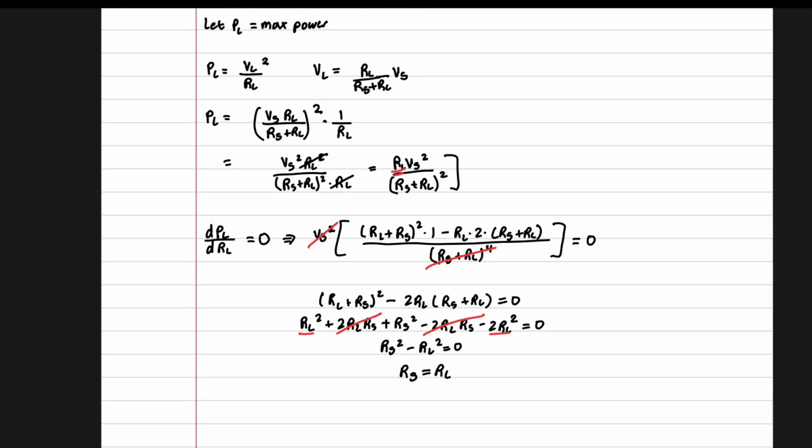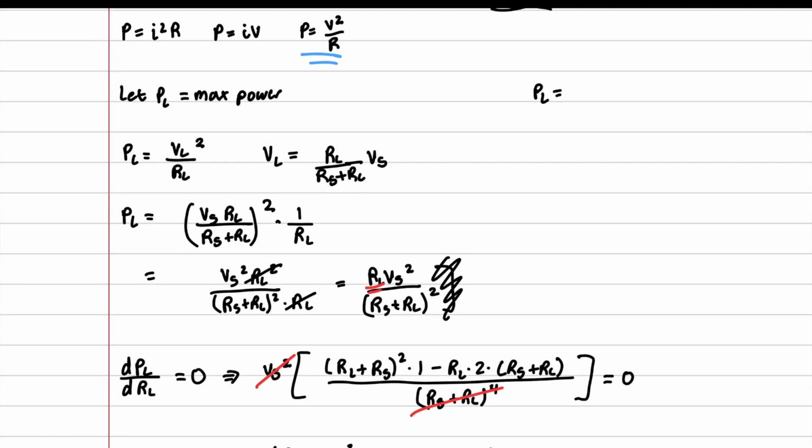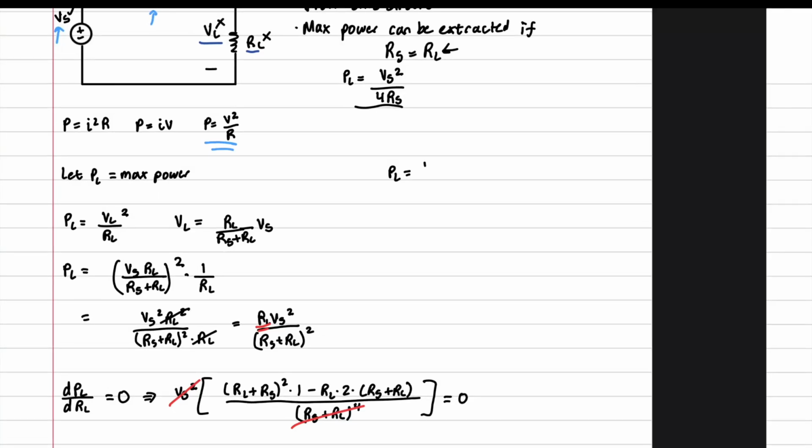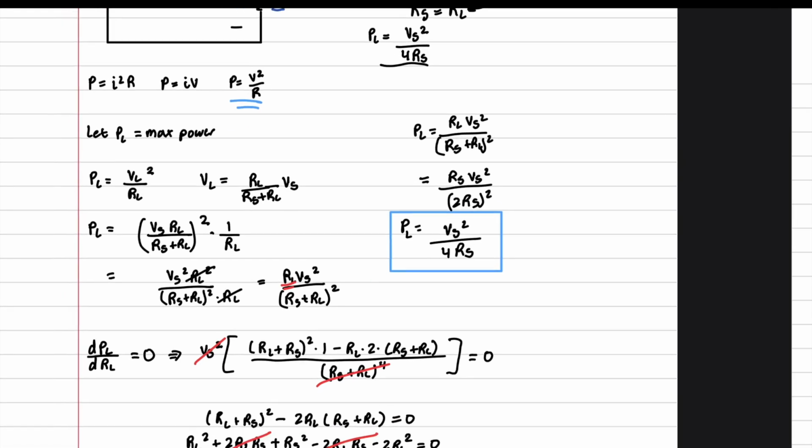Because we can just go back to our formula. PL is equal to this guy right here, RL Vs squared over RS plus RL squared. And we can just simply plug in RS. So RS Vs squared over 2RS squared, which is equal to, drum roll, Vs squared over 4RS. And we just proved it. We proved that the max power, PL, is equal to Vs squared over 4RS.